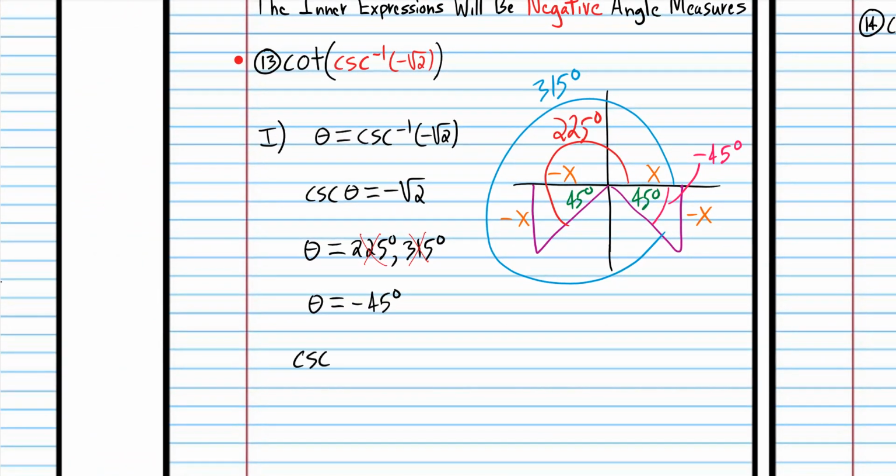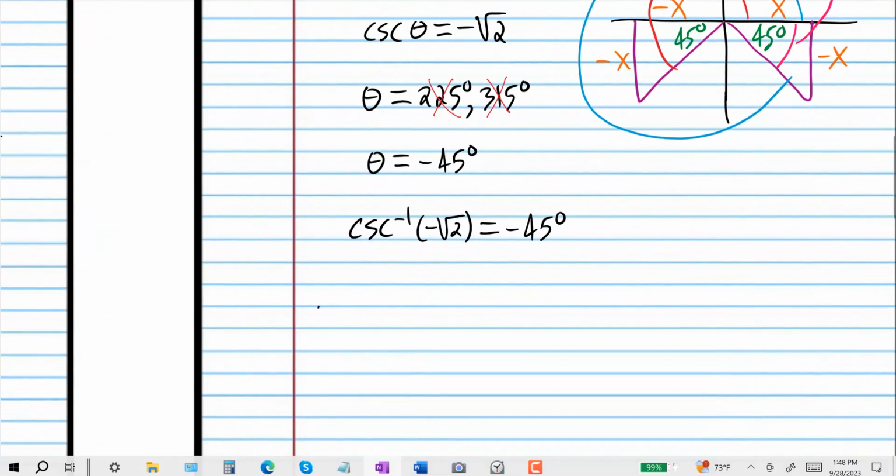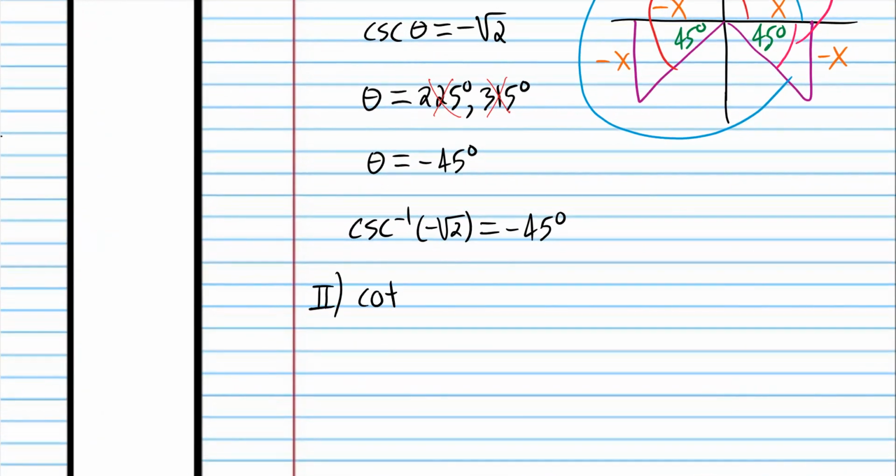So that was kind of a tricky problem. The value of cosecant inverse of negative root 2 is actually a negative angle. So now we go on to part 2 of this problem. As usual, cotangent of cosecant inverse of negative root 2 is what we're looking for, and we found the inner part is negative 45 degrees, and you should always use parentheses when we have a negative inside a trigonometric function.